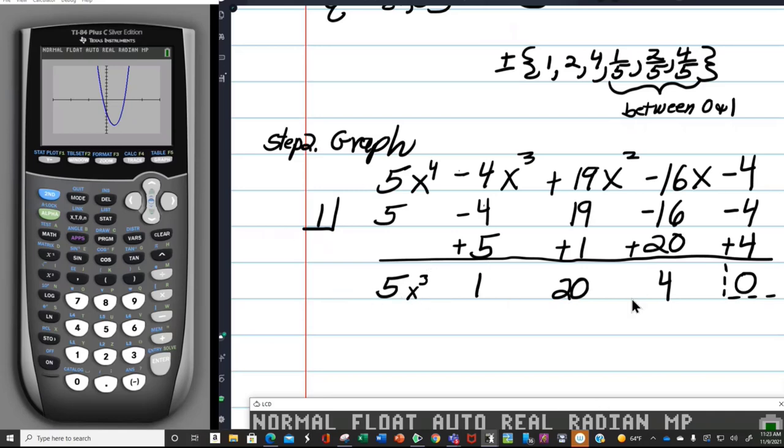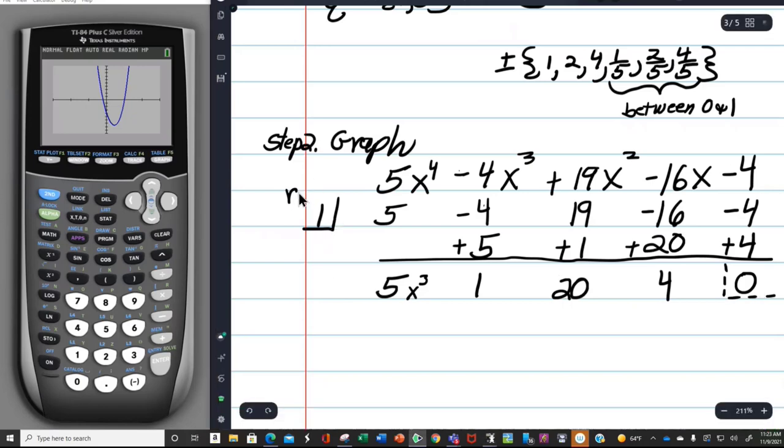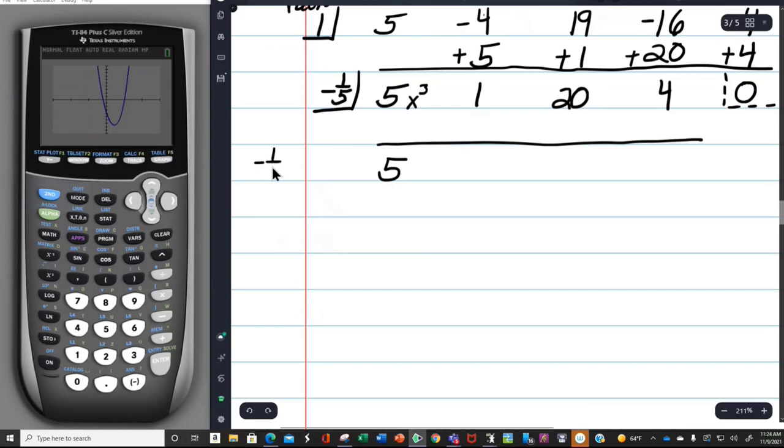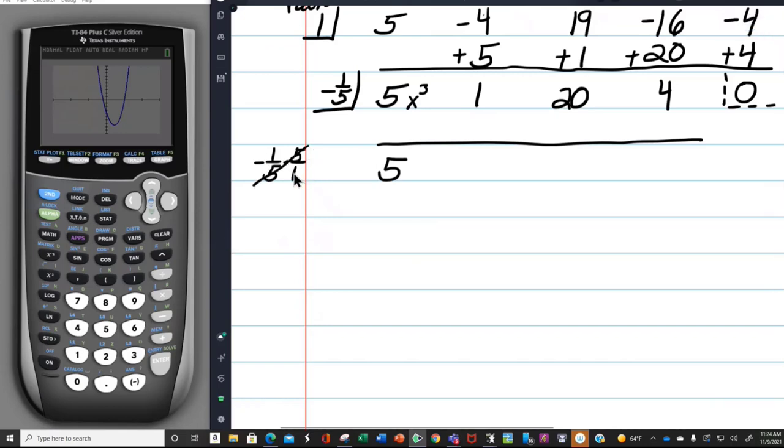However, watch this. This was a zero. Oh, here we go. Now, I don't have to go back to the start. I can use this quotient with my negative 1/5. So I'm going to do that. I pull down the 5. Well, again, a negative 1/5 times 5 is the same as 5 over 1. The 5s cancel, leaving me with negative 1 over 1, which is negative 1.